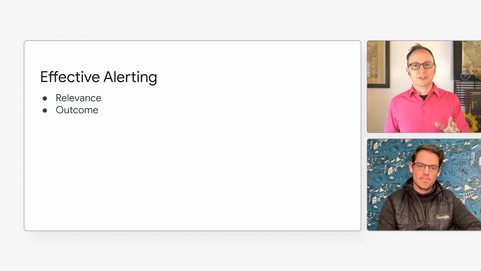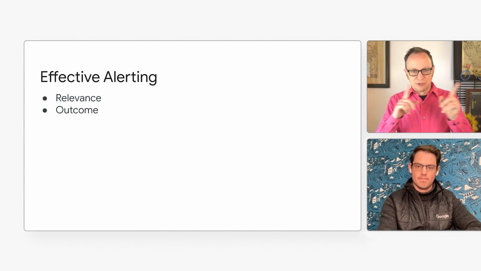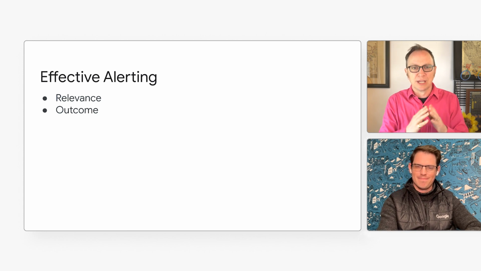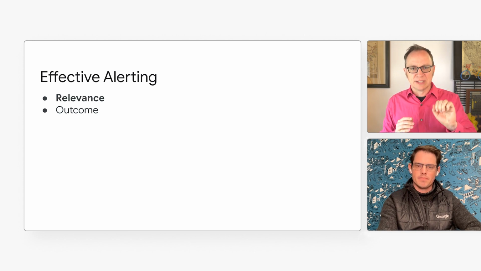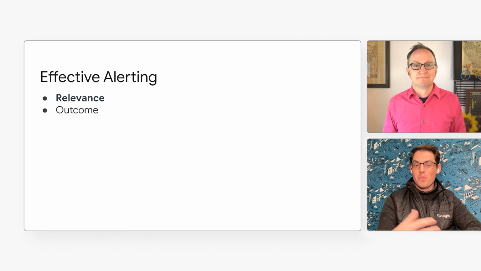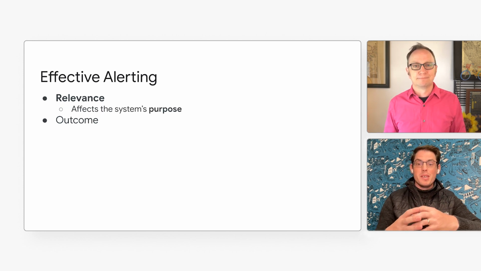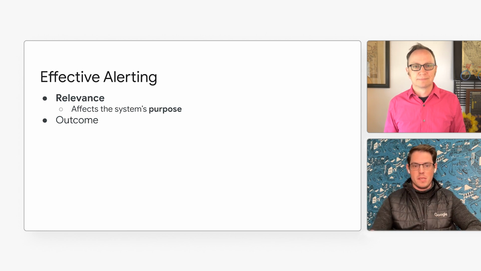All right. So you mentioned relevance and outcomes. Let's address each of them and let's be specific about the method, how to make it work. So first, relevance. How can I tell if an alert is relevant or not? Well, a good rule of thumb is simply this. Does the alert warn us about something that will affect the main purpose of a system?